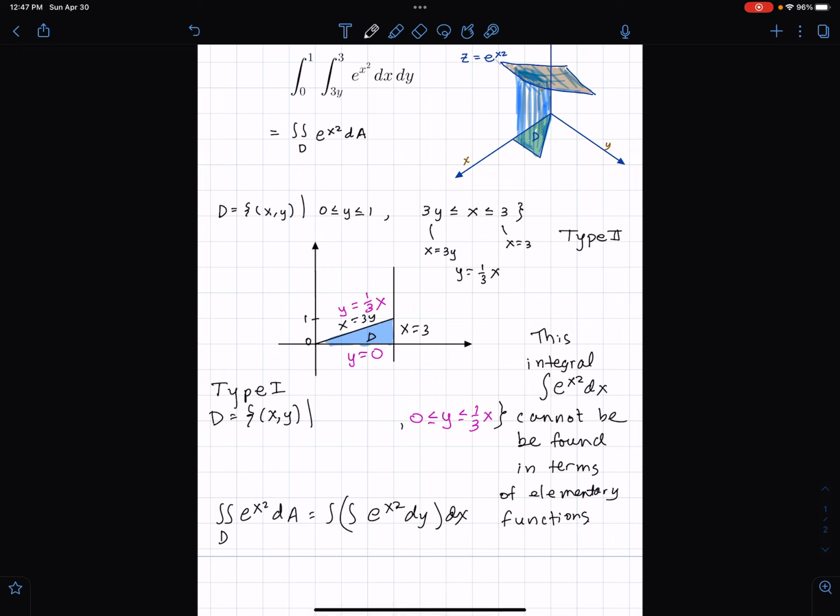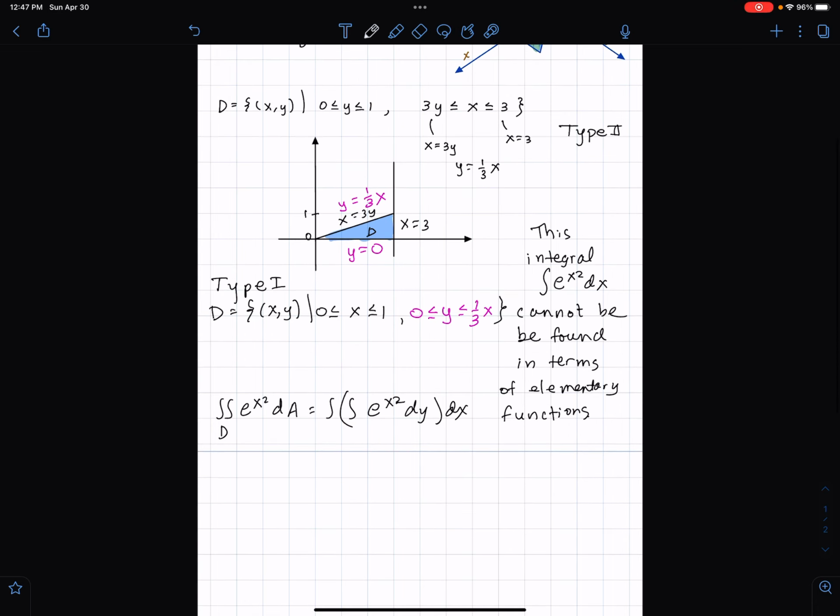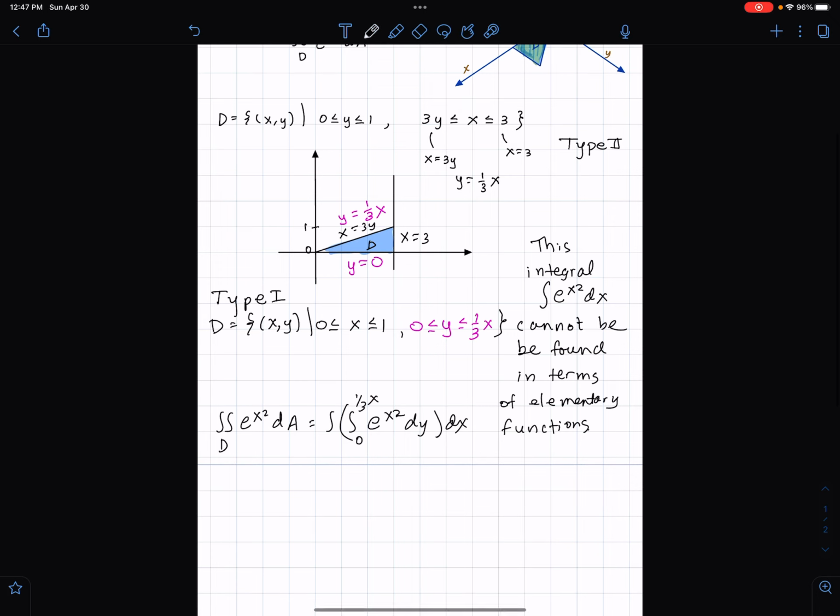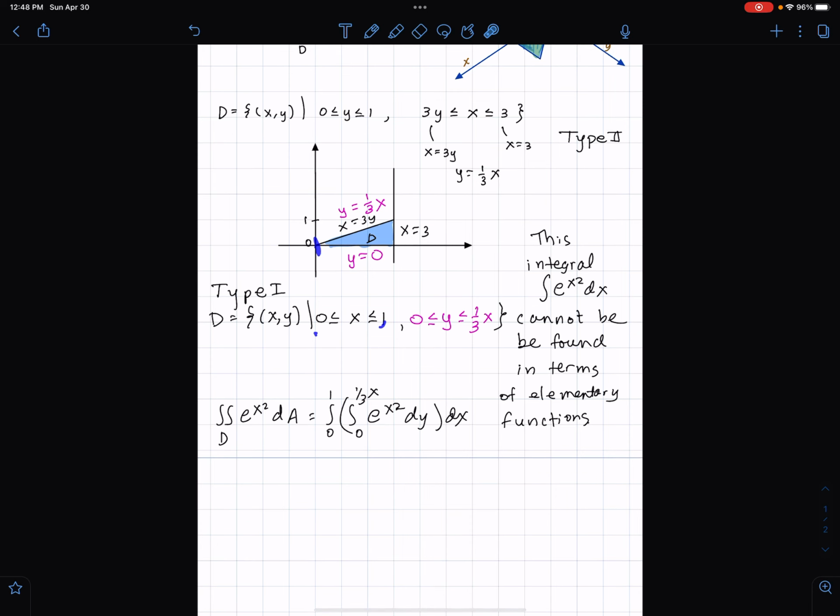And there we go. And then we look at x, and we see x is bounded by the numbers 1 and 3, which are constant. And so when we write our integration where we first integrate with respect to y, we have these bounds 0 on the bottom and 1/3 x on the top. And then for x, we have 0 on the bottom and 1 on the top, 0 to 1. So we see x is between 0 and 1.